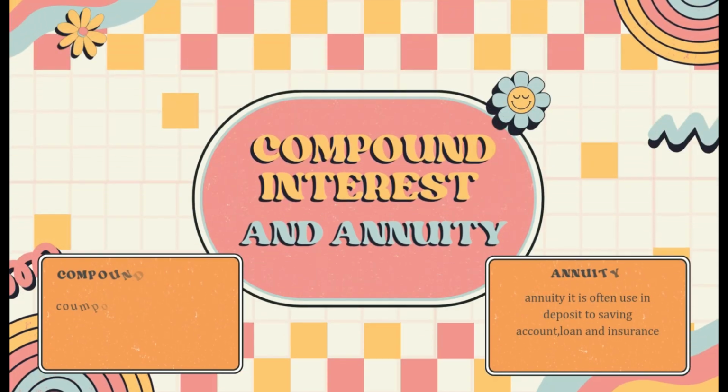Did you guys know what compound interest and annuity are used for? Compound interest is standard in finance and economics. Annuity is often used in deposits to savings accounts, loans and insurance.